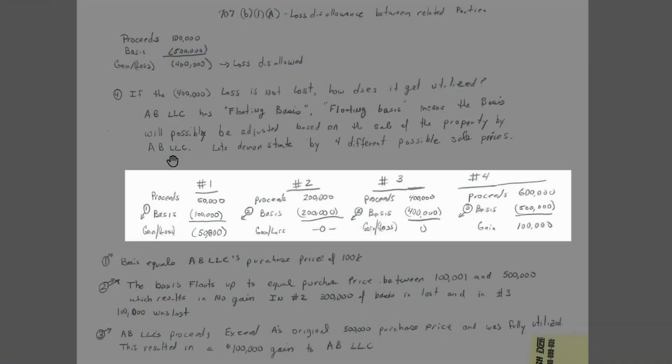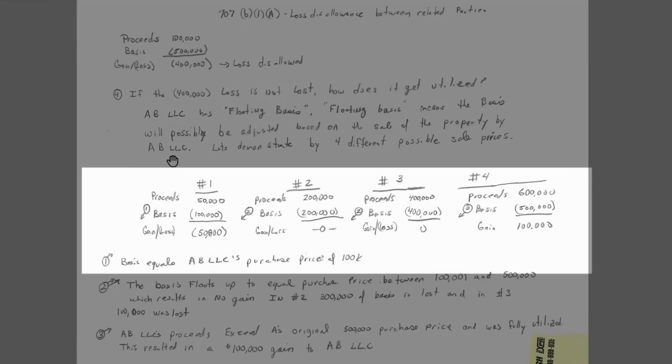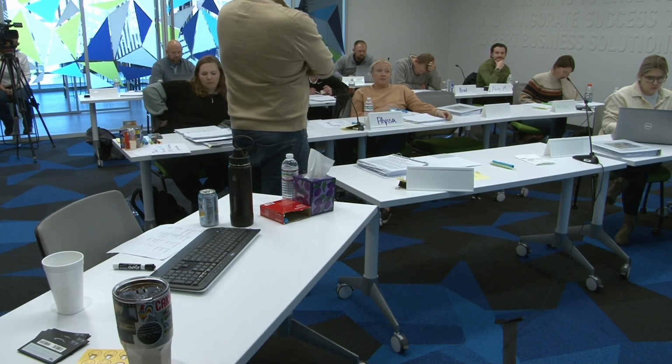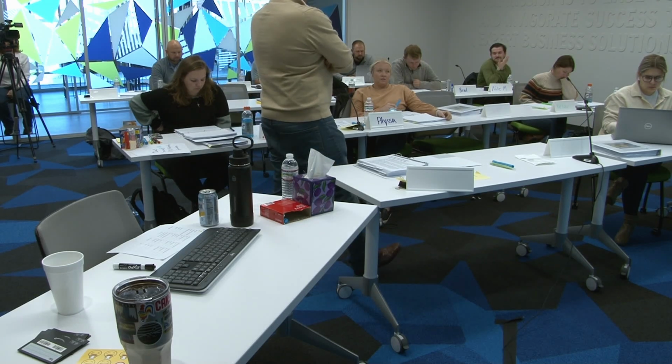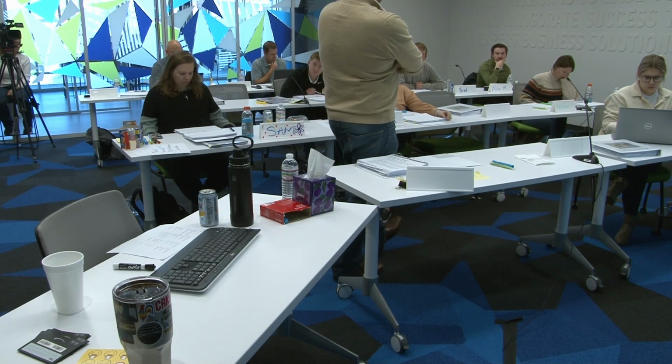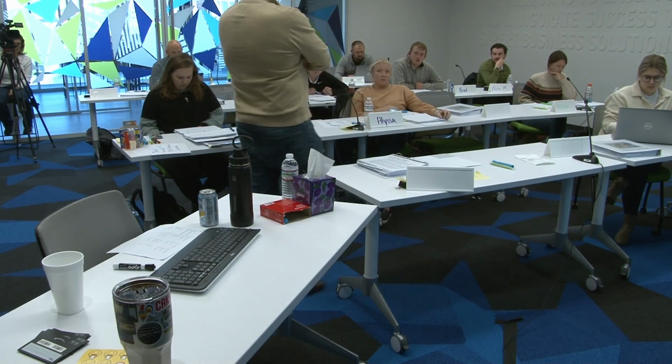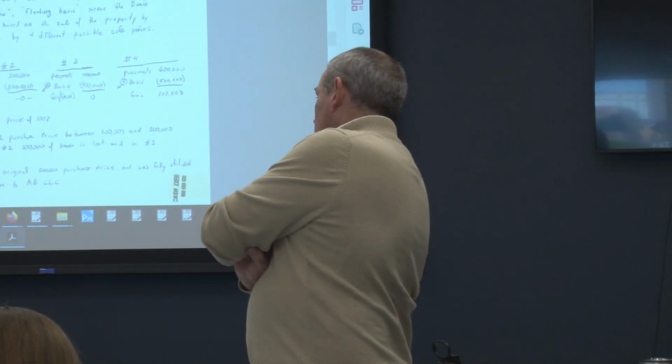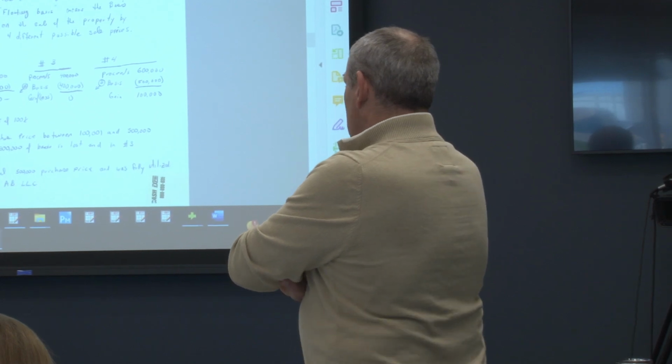Okay, and what does my little asterisk say? The 1 says basis equals ABLLC's purchase price of 100,000. Okay. What happened to the $400,000 disallowed loss? It's gone. It's gone, never to be seen again. Okay, what happens in number 2?